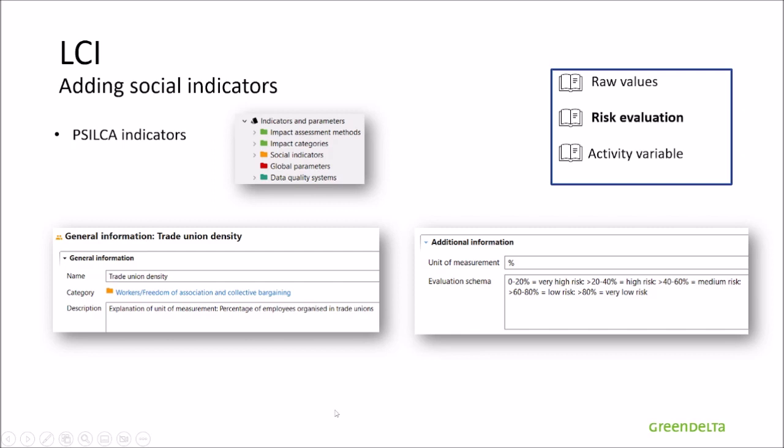So to give an example, I found in the literature that the trade union density in the garment manufacturers in India was about 5%. Since we are between 0 and 20%, this indicator will be set as very high risk in the process manufacturing. If you need more information about the units or more generally about the methodology of the indicators and their risk evaluation, you should refer to the PSILCA documentation, and here it is version 3.0. You will find there an extensive description of every indicator.